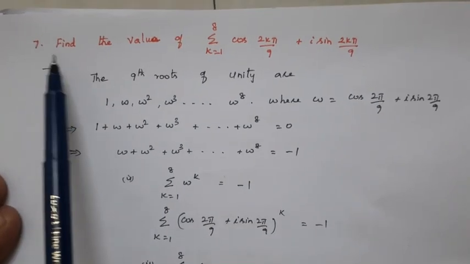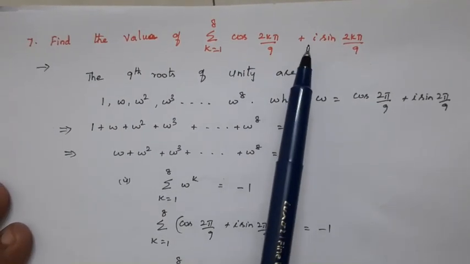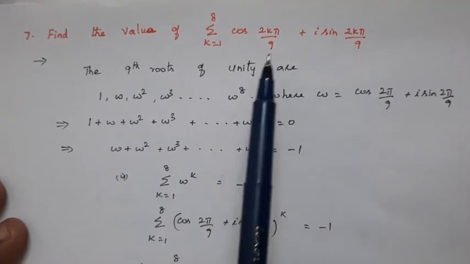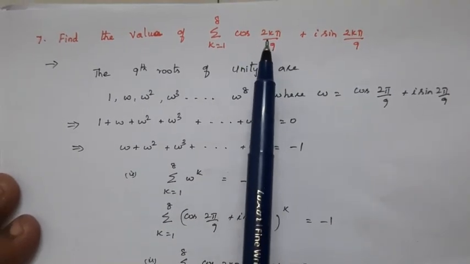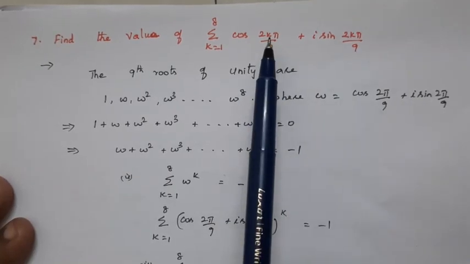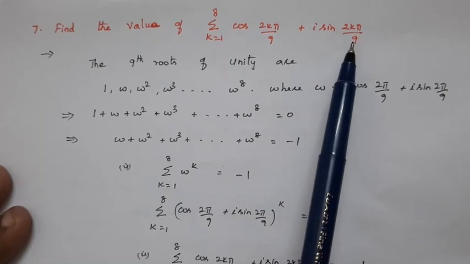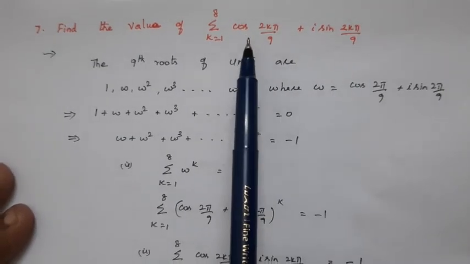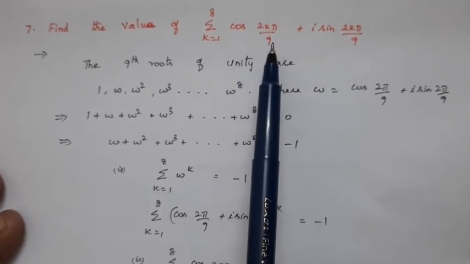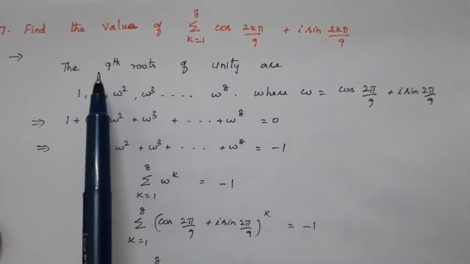Then seventh one, find the value of sigma k is equal to 1 to 8 of cos 2k pi by 9 plus i sin 2k pi by 9. See here, look at the denominator, it is 9. Okay. So if you take k equal to 1, what will it be? It will become cos 2 pi by 9 plus i sin 2 pi by 9. That will be one of the ninth roots of unity. So let us consider the ninth roots of unity. So what are the ninth roots of unity?